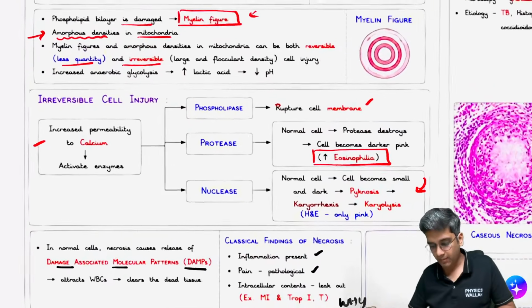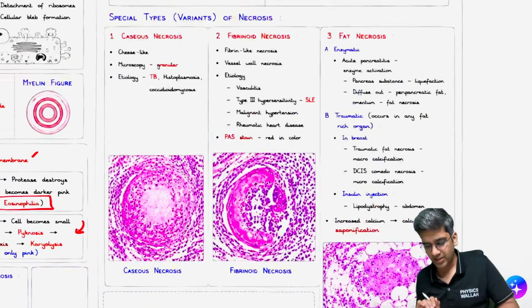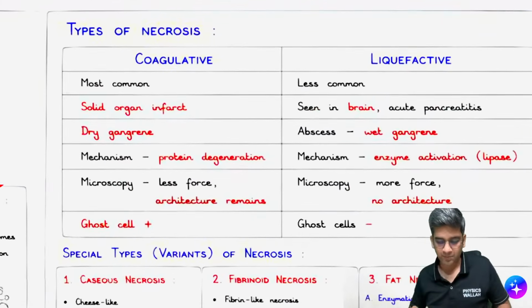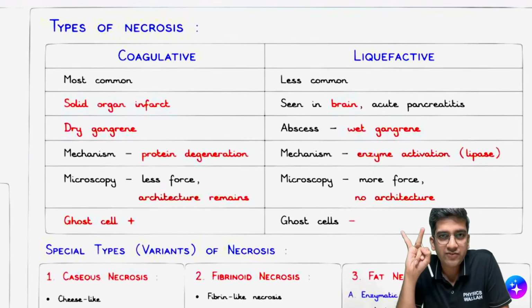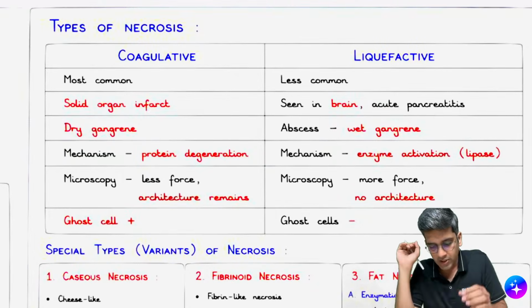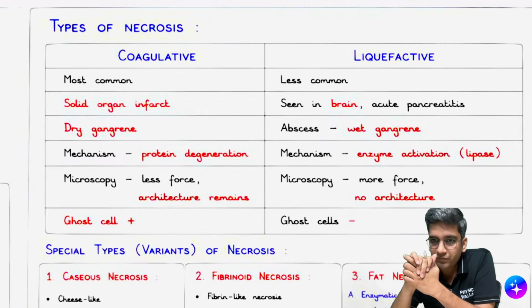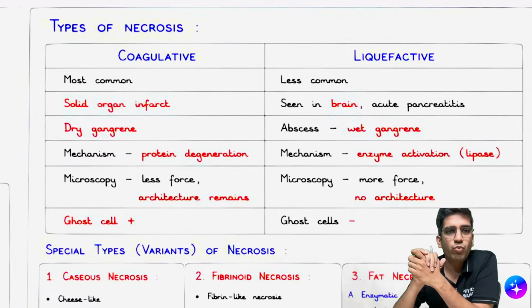Fine. That's about necrosis pathogenesis. Types, I'm sure you know everything, right? But just quickly look at the types. We have coagulative, we have liquefactive, we have fibrinoid, we have fat, and we have gaseous necrosis. 5 different types of necrosis, right? So coagulative is definitely the most common form.